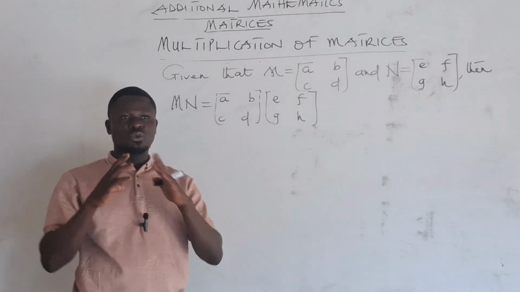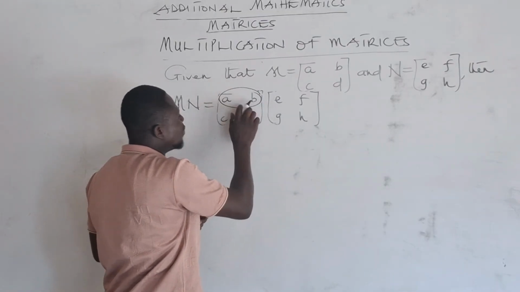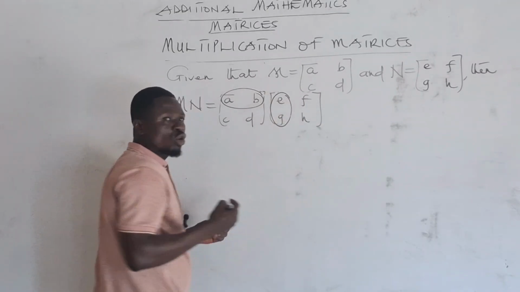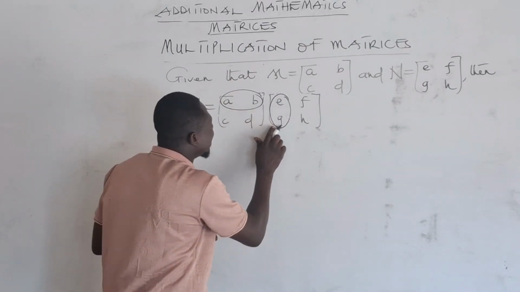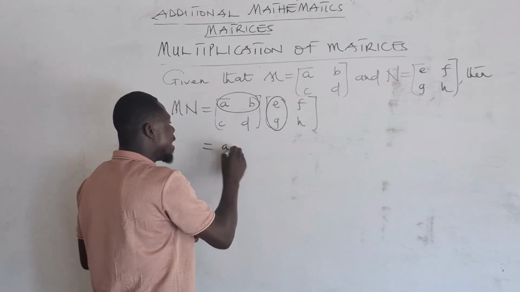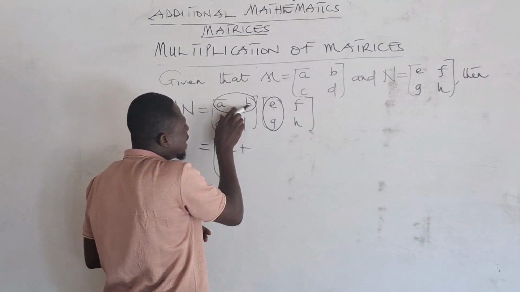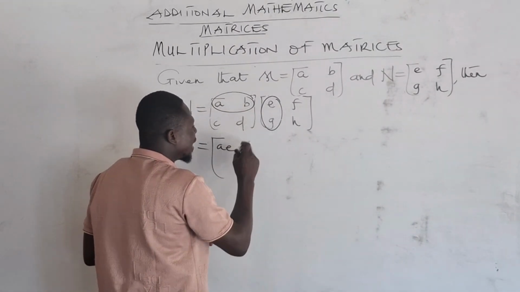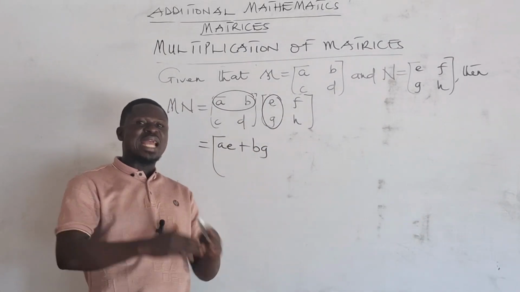And when you pick each row, there are two elements. So in this row, we have A and B as the elements. When you come to the column, we have E and F. So what you do is that first by first, then plus second by second. So let's do that and see. A times E will be AE plus, because we are combining them, second by second, that will give you BG. So you are done with the first row by the first column.